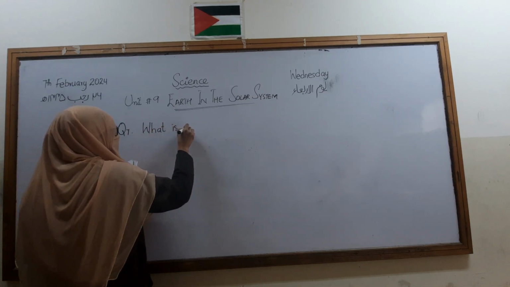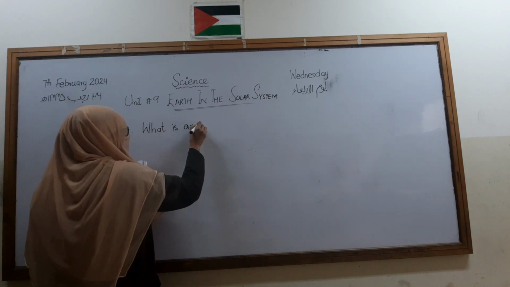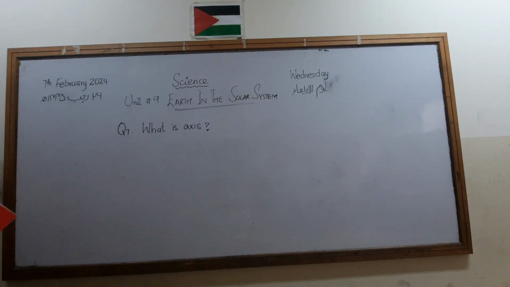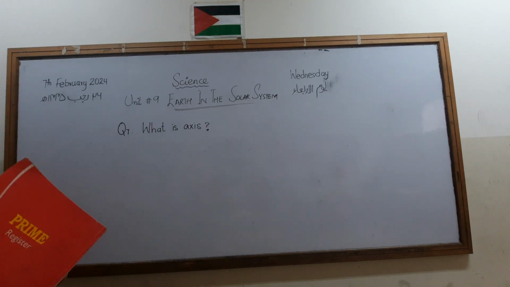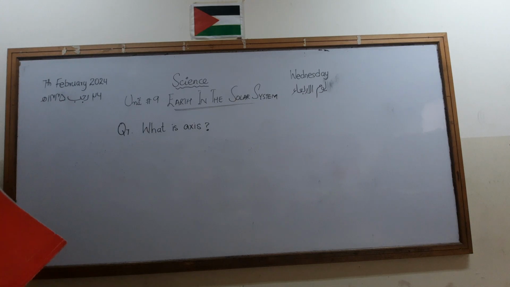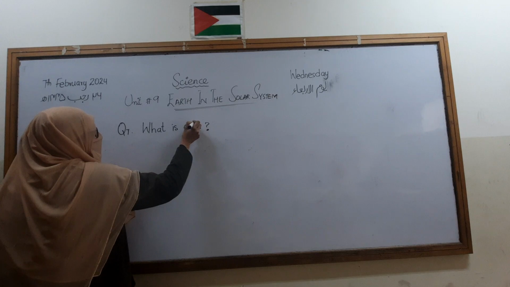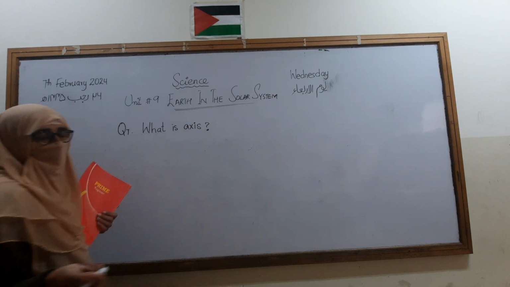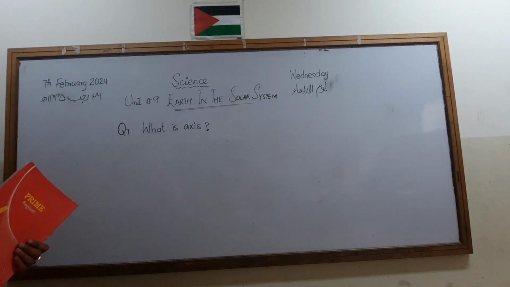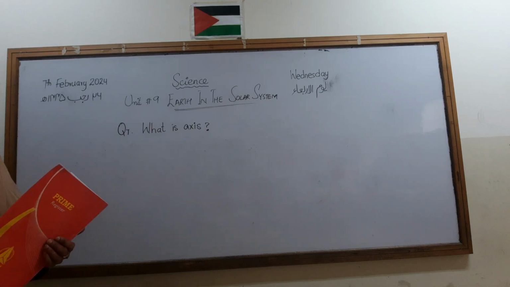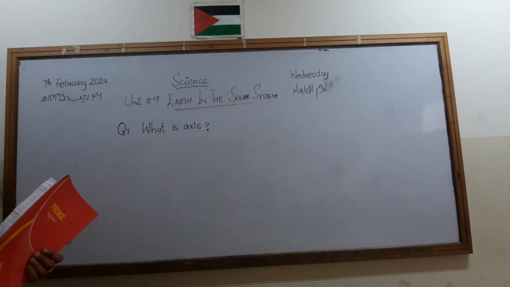what is axis? The axis is the imaginary line that starts from the north pole to the south pole, and it divides the earth into two halves, the northern hemisphere and the southern hemisphere. You can also write it down that it is an imaginary line which divides the earth into two halves. You can also write it as the imaginary line which starts from the north pole to the south pole and divides the earth into two halves.